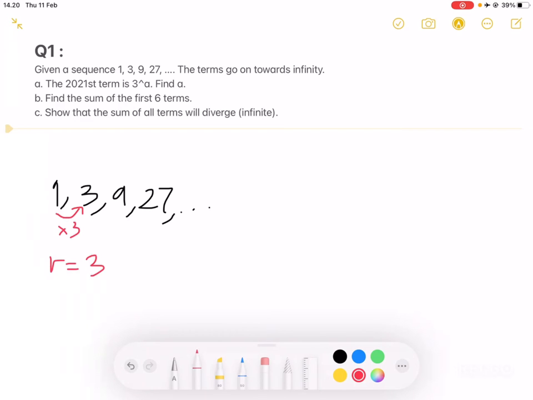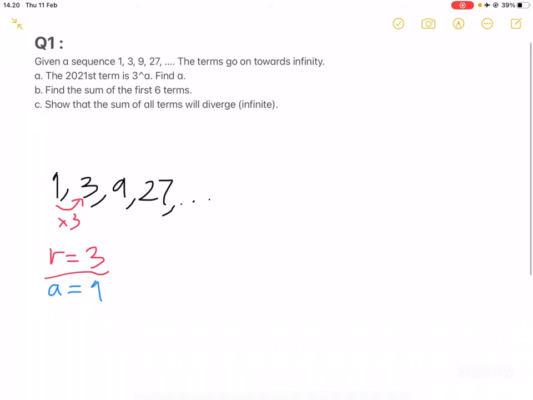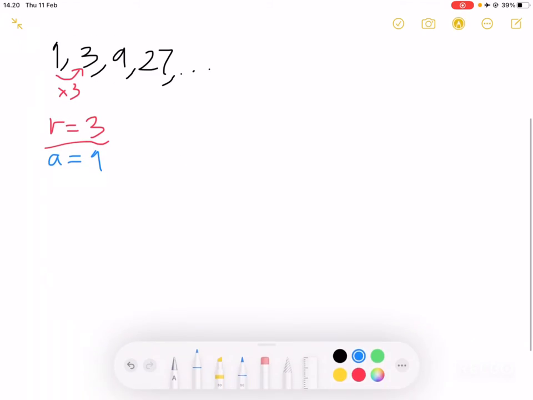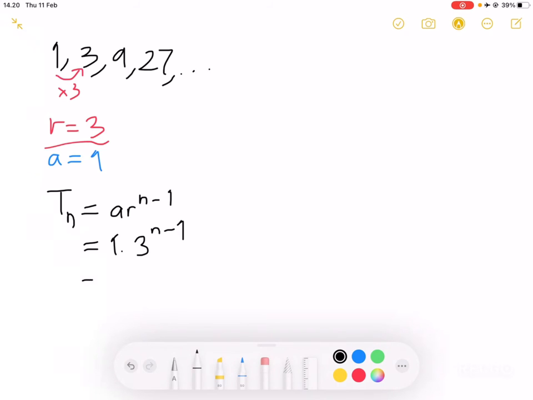And since we know the ratio and the first term, which is just 1, we can use our general formula for a geometric series. So T of n is equal to a r to the n minus 1, or 1 times 3 to the n minus 1, or just 3 to the n minus 1.